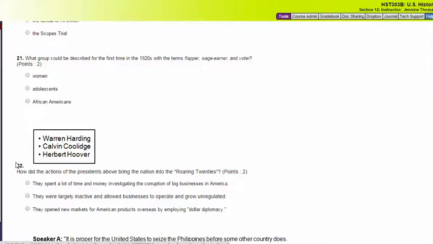21. What group could be described for the first time in the 1920s with the terms flapper, wage earner, and voter? Women, adolescents, African Americans.